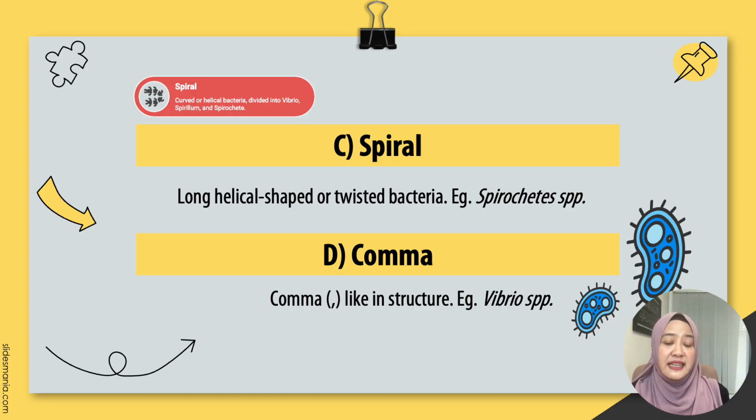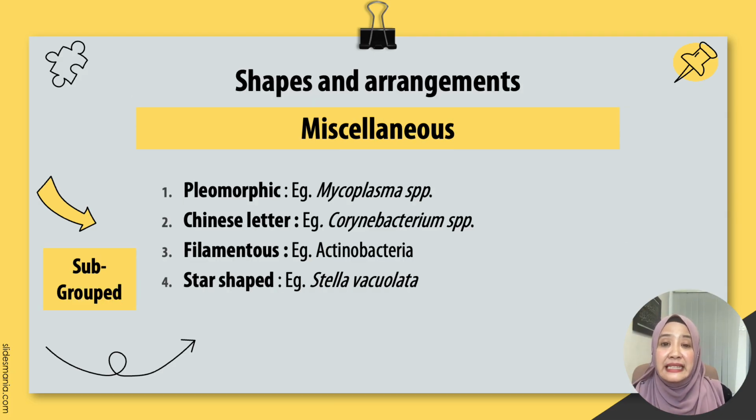So other than your cocci and bacilli, we've got organisms that are either spiral or comma in nature. For spiral, these are long helical shaped or twisted bacteria, examples of which are your spirochetes. And comma, these are essentially comma or curve-like structures, for example, your Vibrio species. Not all bacteria can be neatly classified as being either cocci, bacilli, helical, or comma shaped. Some are actually more miscellaneous in nature, and this includes our pleomorphic organisms such as our Mycoplasma, our bacteria that are arranged in Chinese letter arrangement such as Corynebacterium, our filamentous bacteria such as Actinobacteria, and our star-shaped bacteria such as Stella vacuolata.